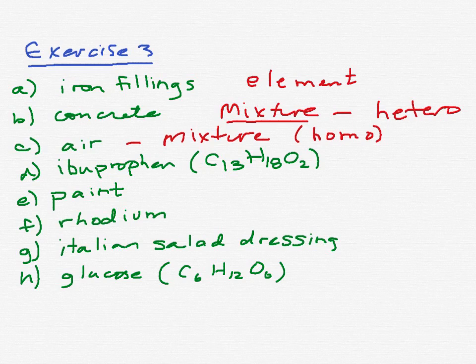Ibuprofen is a pure substance. It's always the same everywhere you go. Ibuprofen is ibuprofen. And if you want to buy the Walmart brand, or the high-end brand, usually known as Advil, it's the same chemical formula. It is a compound, and it is a pure substance. It contains carbon, hydrogen, and oxygen.